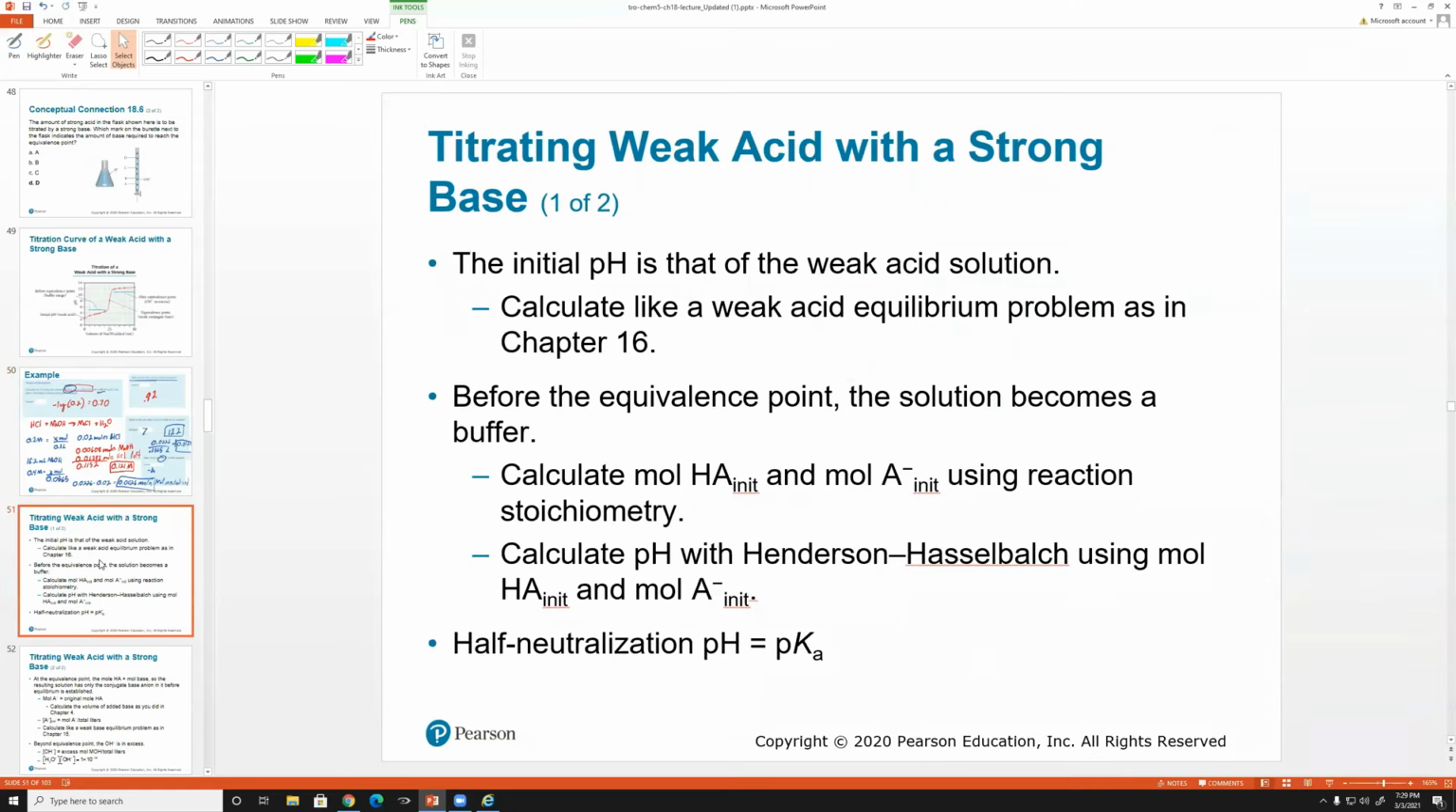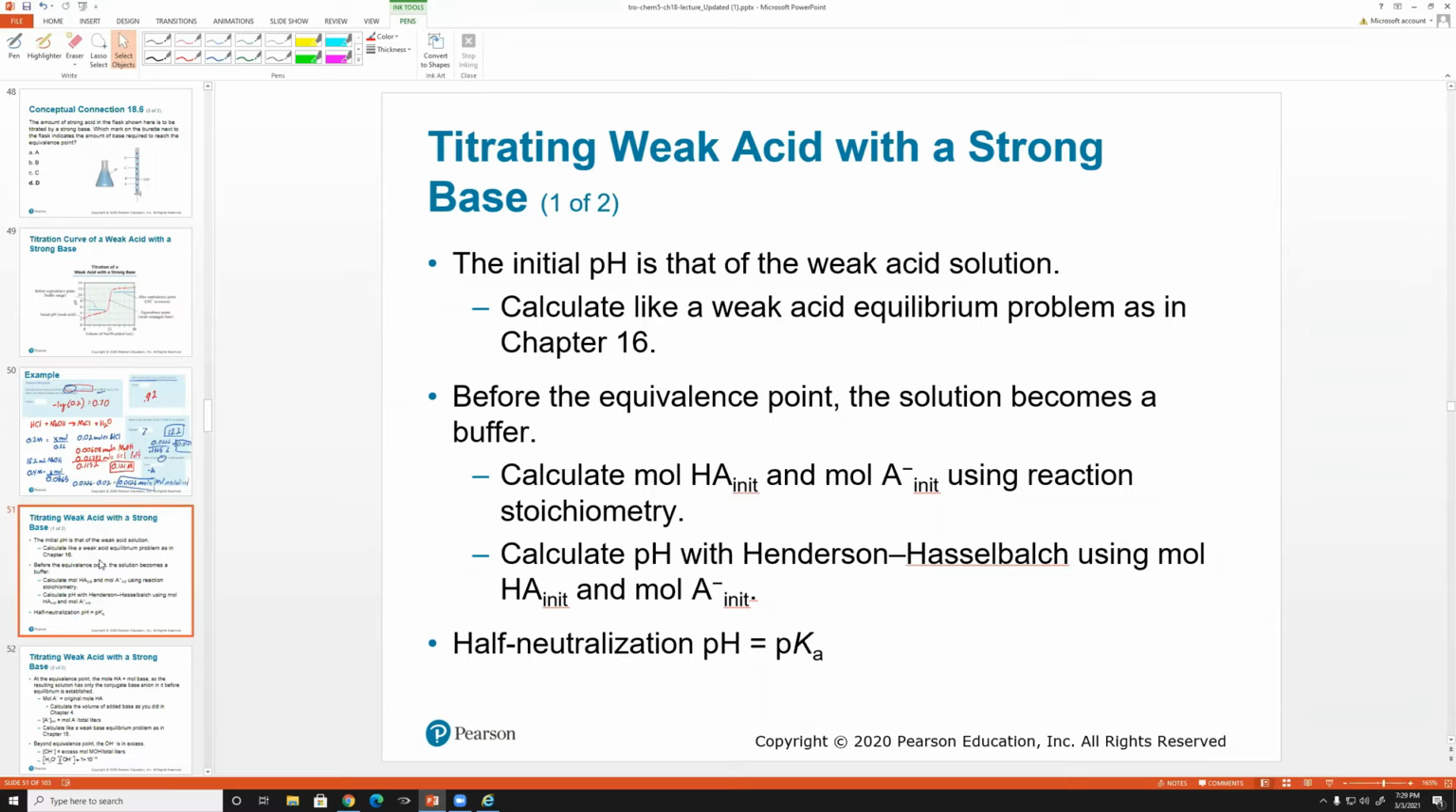Now, titrating a weak acid with a strong base. Initially in the solution, and I'll walk you through this entire thing. We're going to do an example together, and then we're going to do one on our own. And make sure to take your time with these. On the homework, there's a bunch of them. Take your time, and you'll get really good at it.